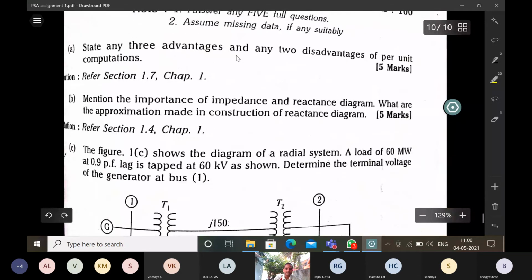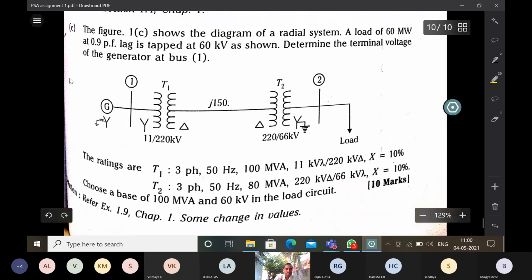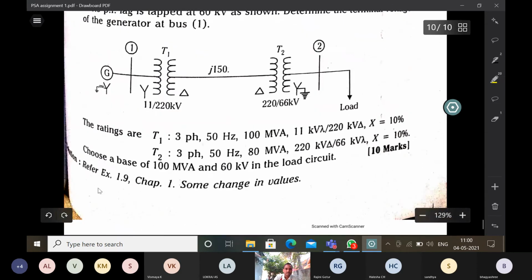State any 3 advantages and 2 disadvantages of per unit computations. Okay, mention the importance of impedance and reactance diagram. What are the approximations made in construction of reactance diagram? So diagram and problem is given, solution is not given. Refer section 1 point example 1.9, similar to that one.